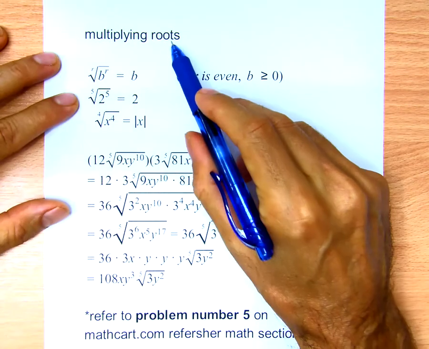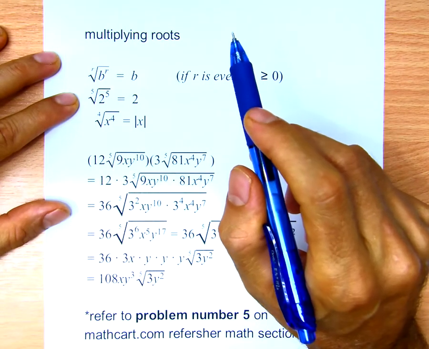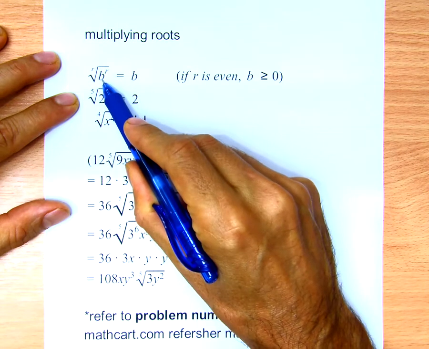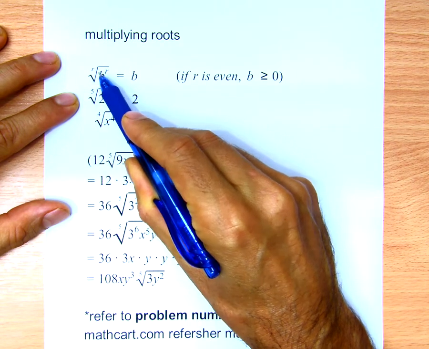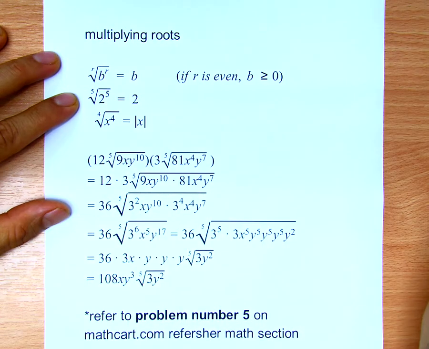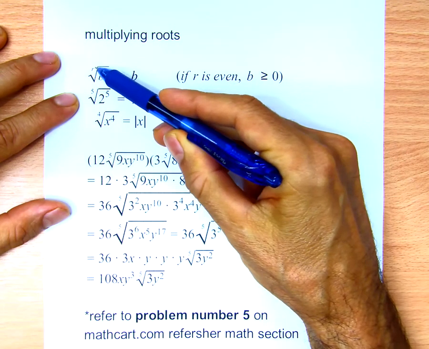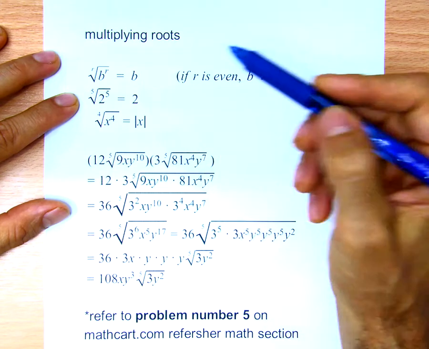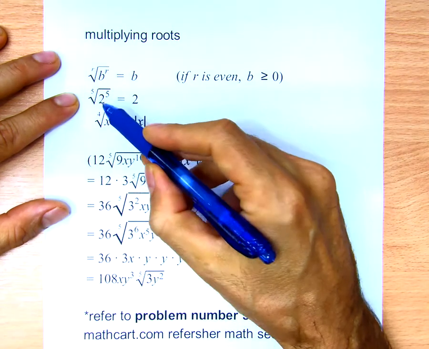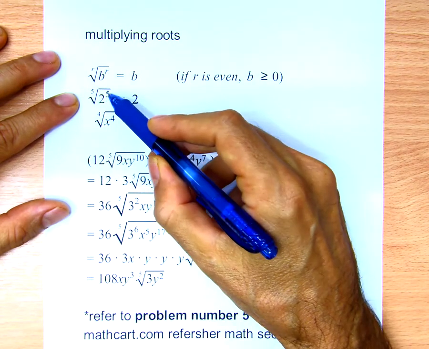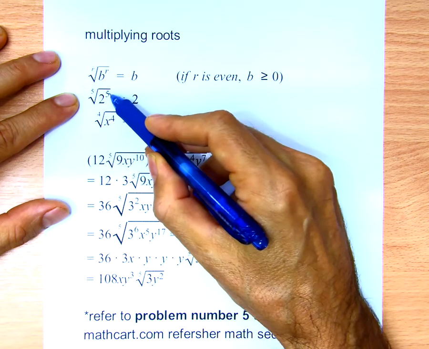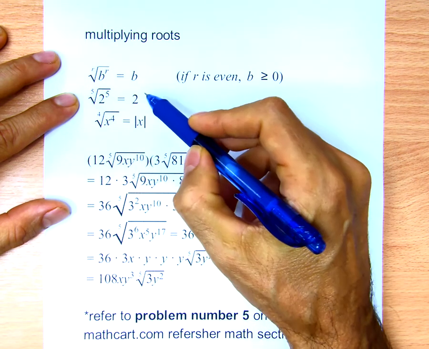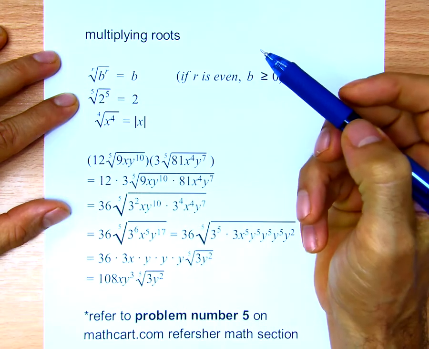In this video, I will discuss multiplying roots. If you have a base b to a power r and a root of r, the power of r will cancel with the root of r because they are inverses of each other, and that will leave the answer of b. For example, 2 power 5 to the root of 5, the power 5 and the root of 5 will cancel, leaving the answer 2.